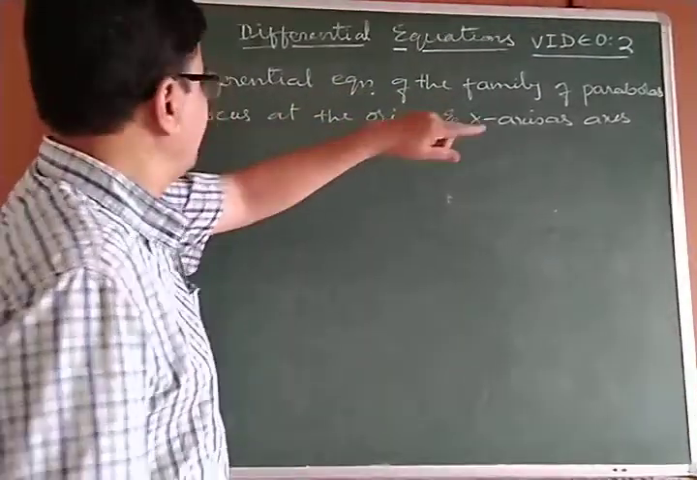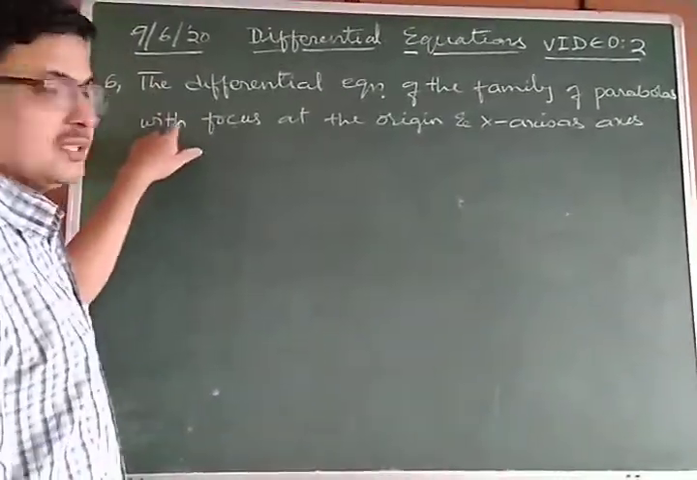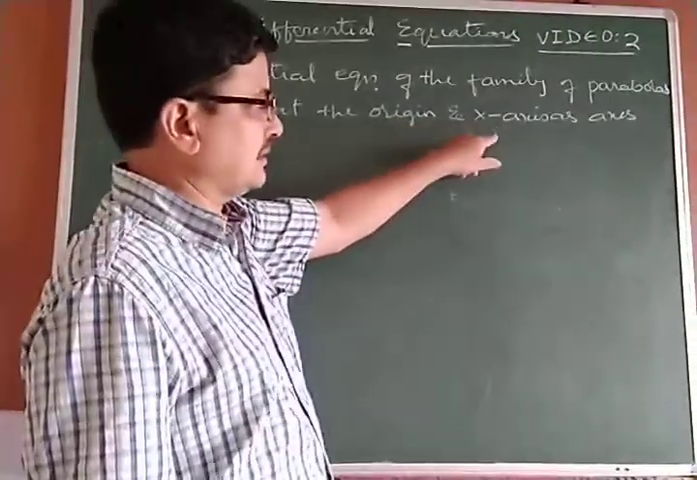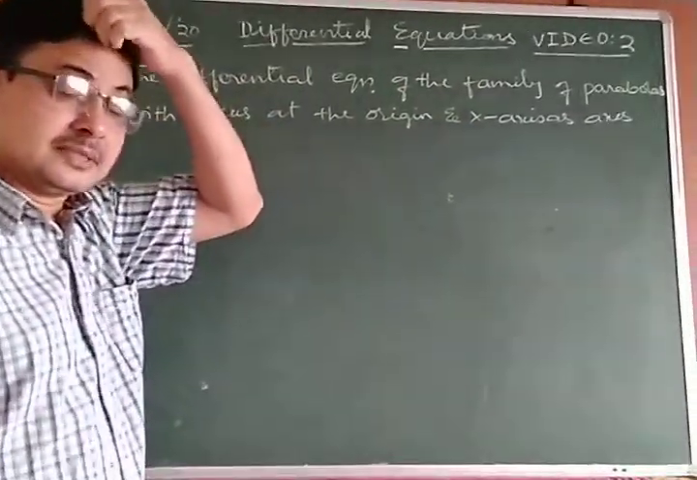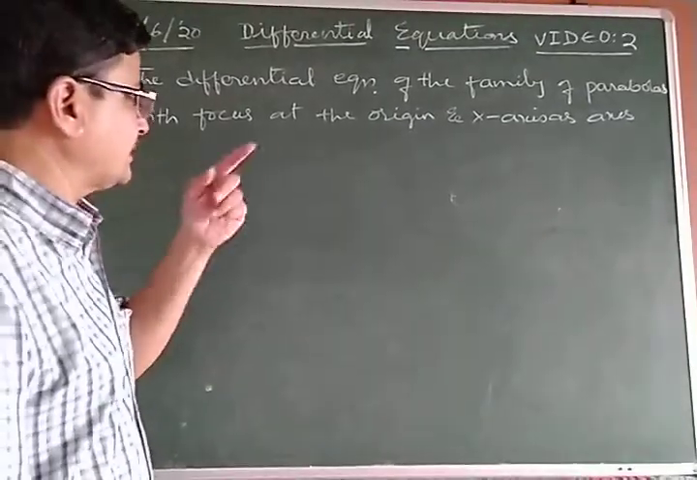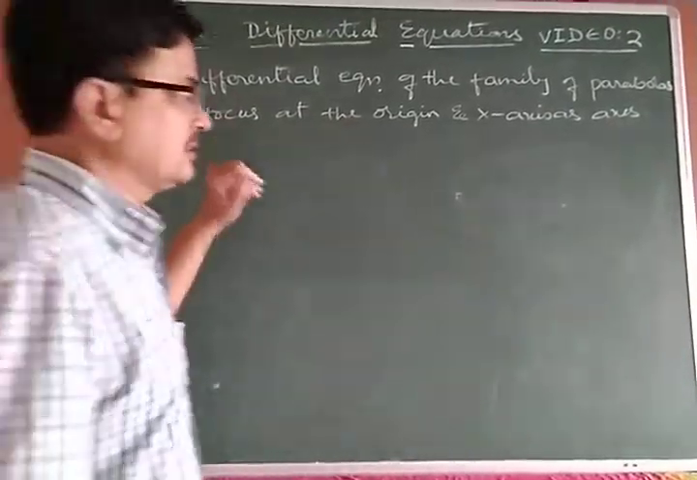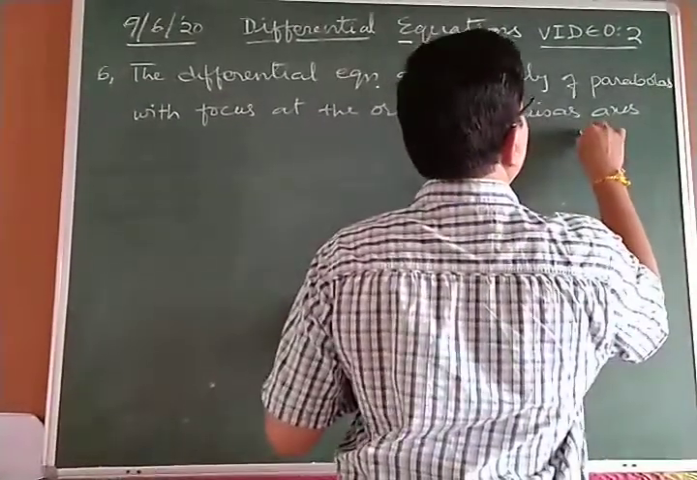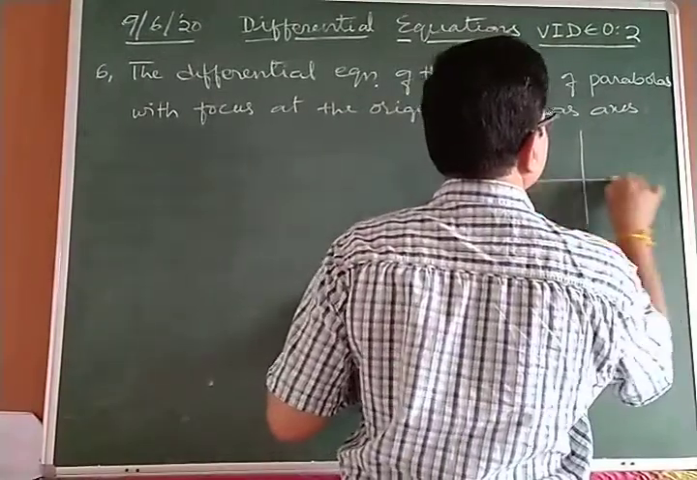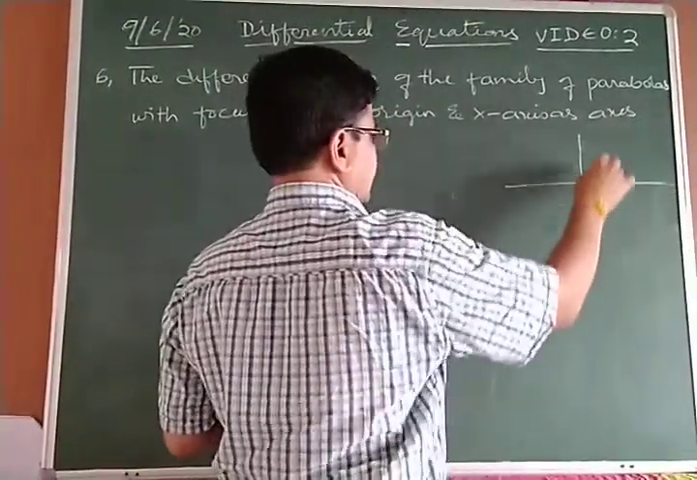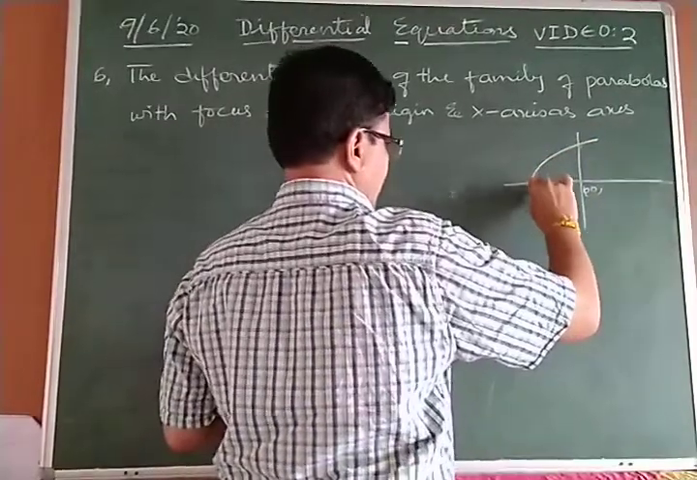of the family of parabolas with focus at the origin and x-axis as axis. So the parabola having the axis as x-axis and origin as focus. So in this case we take a diagram like this. This is origin, x-axis and y-axis. This is the parabola.